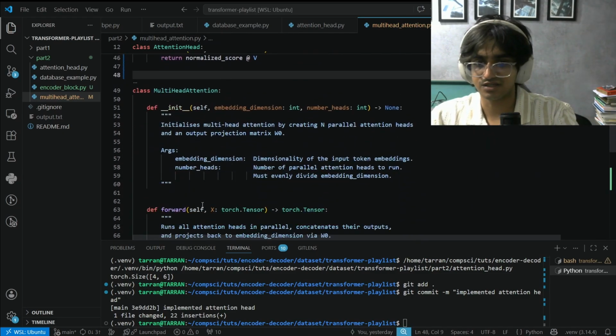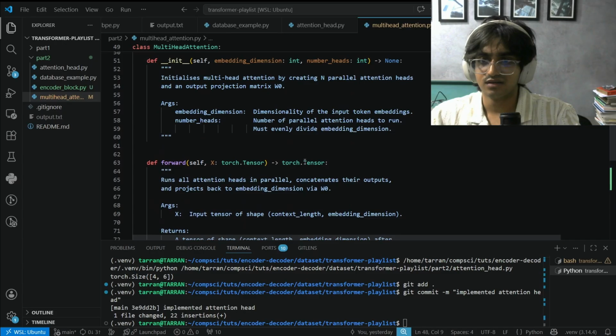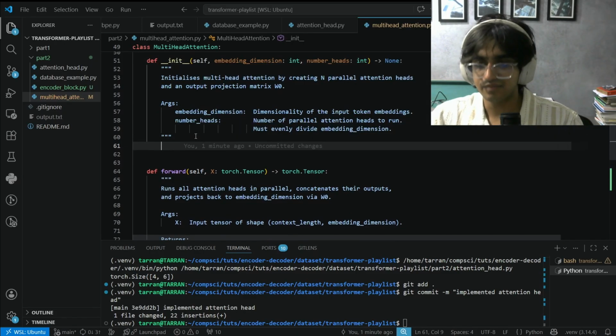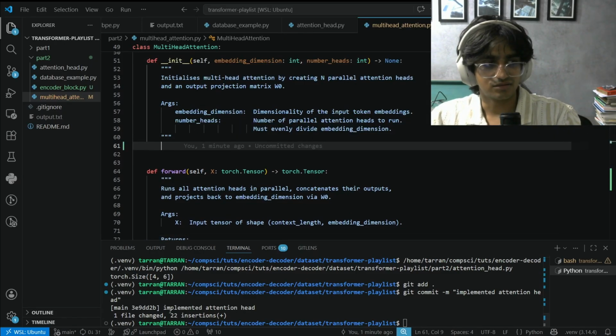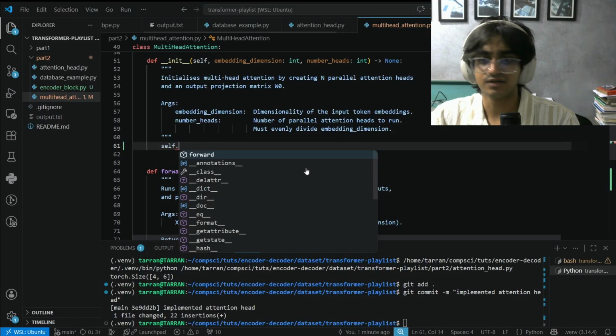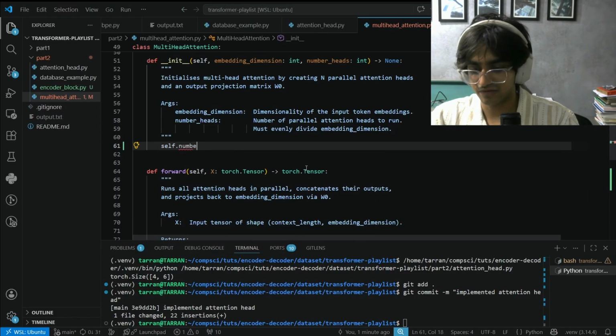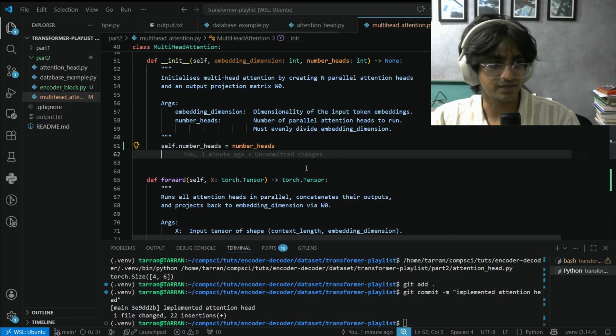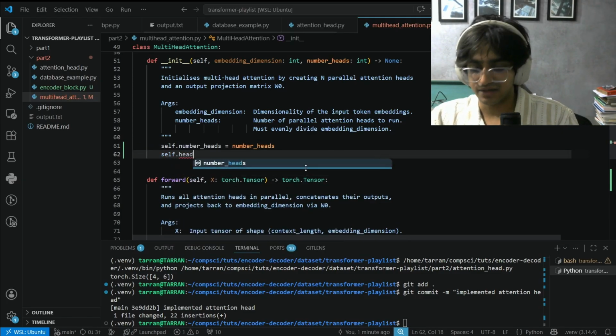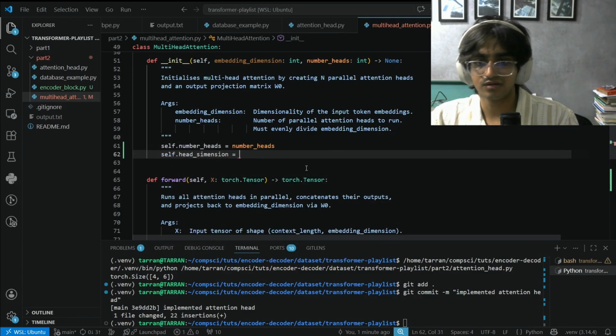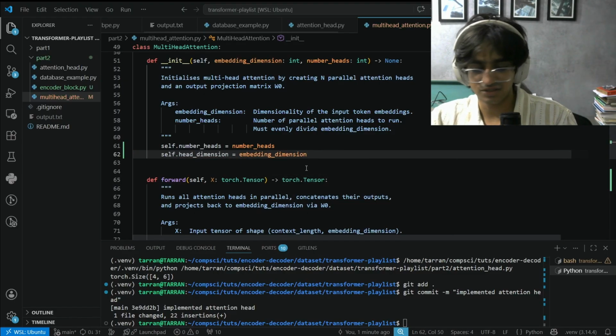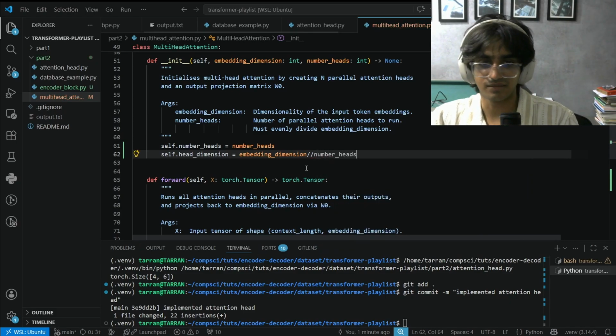Now for our multi-attention head, what do we need? So we have our init method. First we're going to need to initialize our number of heads, which is just the number of attention heads we need. We're going to need our head dimension. Our head dimension is simply going to be our embedding dimension divided by the number of heads.